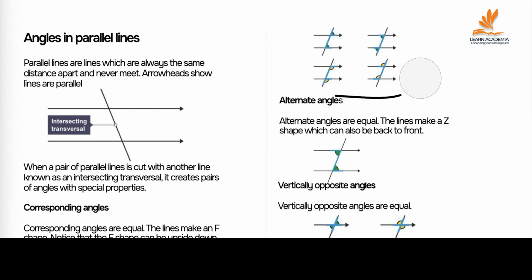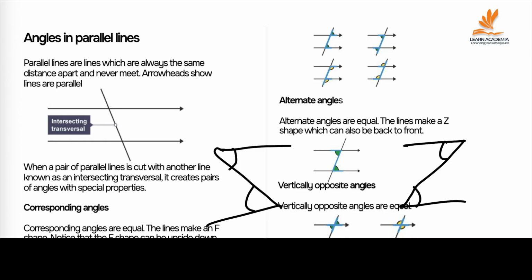Now we have alternate angles. I think this one will probably be a very popular one. We usually say angles that form a Z are equal. So we say alternate angles are equal. The lines make a Z shape, which can also be back to front. So it could be this way, this angle corresponding to this angle, or it could be this way, this angle corresponding to this angle. Whichever it may be, the angles are said to be alternate. Mind you, the Z could be an N too. Just make sure this is a parallel line, this is a parallel line, and then these angles are equal. Alternate angles on parallel lines are always equal.